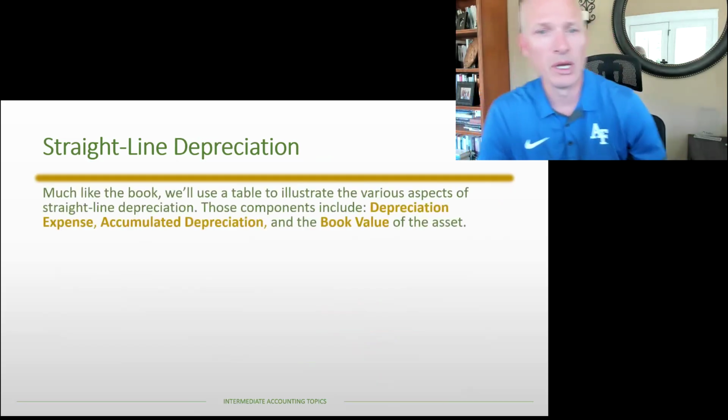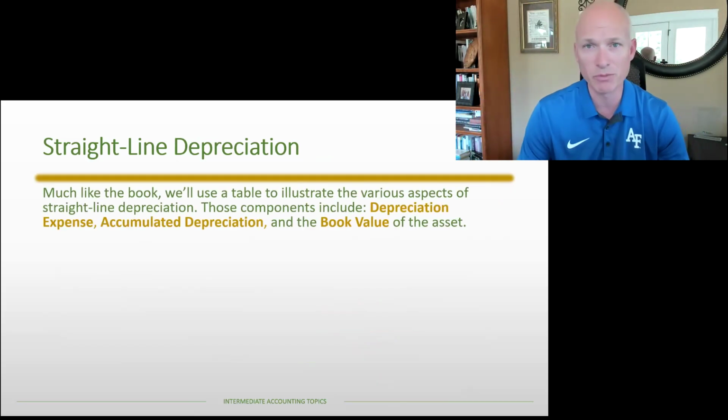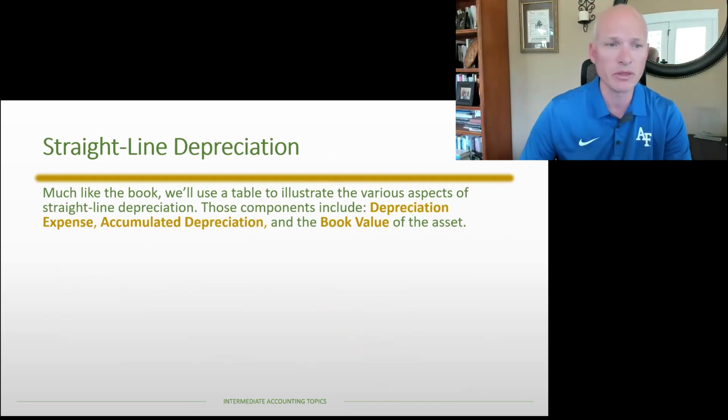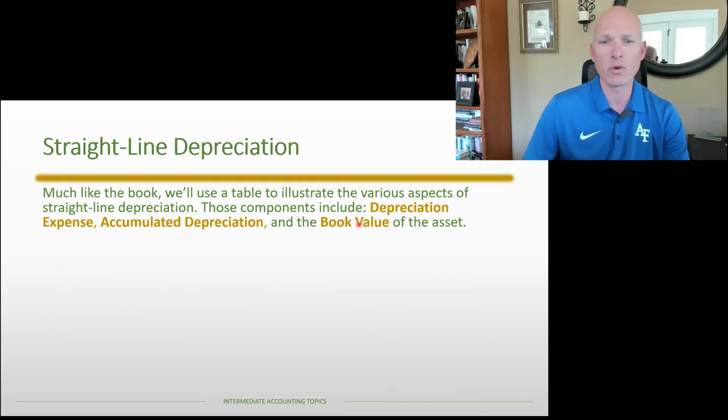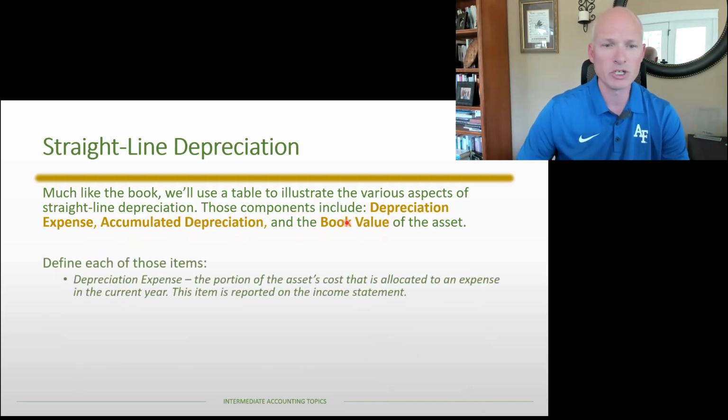So much like the book, there are some terms that we're going to use that we need to be familiar with. And hopefully, we get the idea that when we're thinking about depreciation, we need to understand what's the annual depreciation expense, what's the accumulated depreciation for the asset, and of course, given that accumulated depreciation, we have to understand what the book value is. And so thinking about each term, depreciation expense, that's the amount that's allocated in the current year or current period, depending on how you're looking at it. We're looking at annual periods, which would be a year.